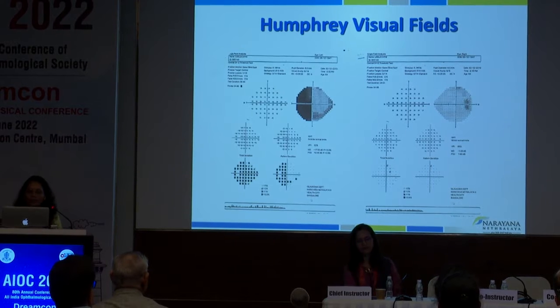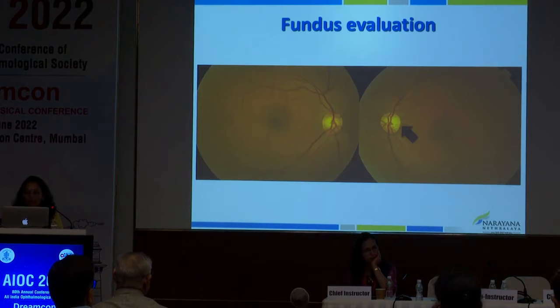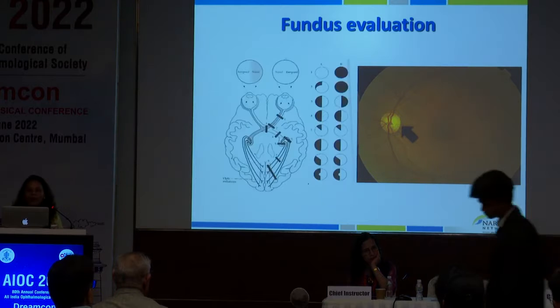But how is the other field normal? So is she actually having an issue? Is it hysterical blindness or organic? No, note carefully. It is respecting the vertical meridian. And if you look closely, you will see there is some sort of optic atrophy. Now let's look at our description here.